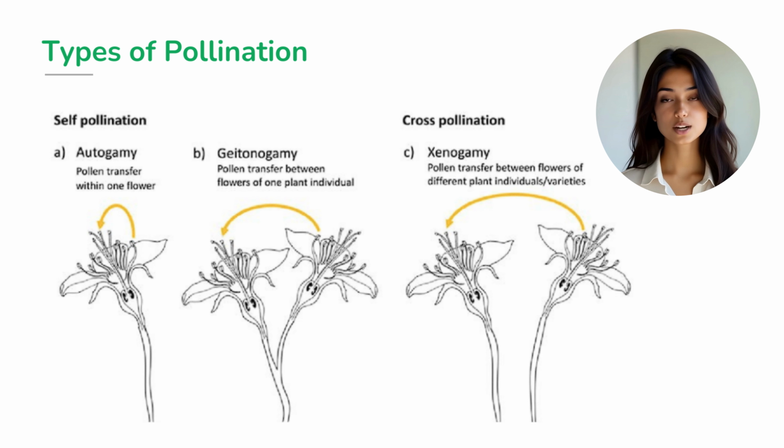Xenogamy, this is where diversity blossoms. Pollen travels from one plant to another as long as they're of the same species. This is true cross-pollination, and it's the main driver of genetic variation in plant populations. Among the three, xenogamy plays the biggest role in strengthening plant traits and boosting adaptability over generations. In short, how pollen moves shapes how plants evolve and thrive.